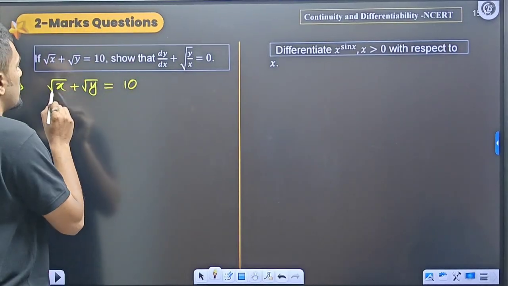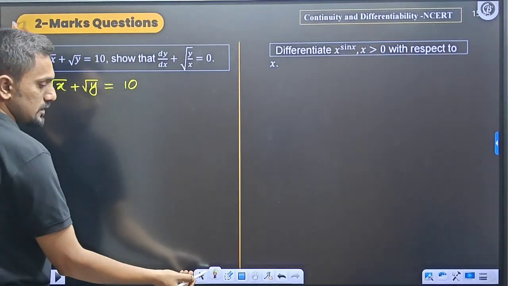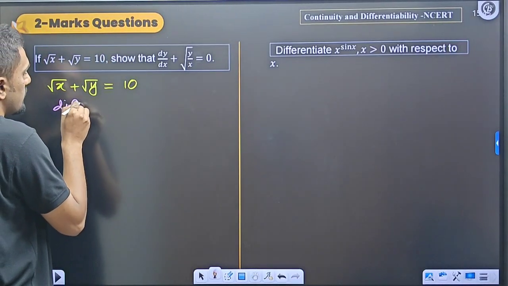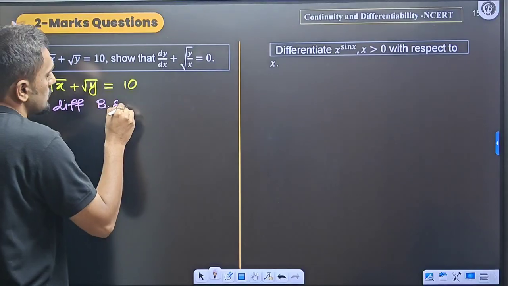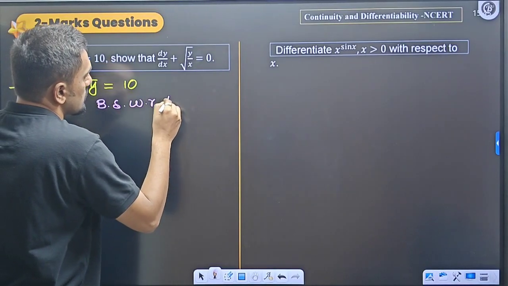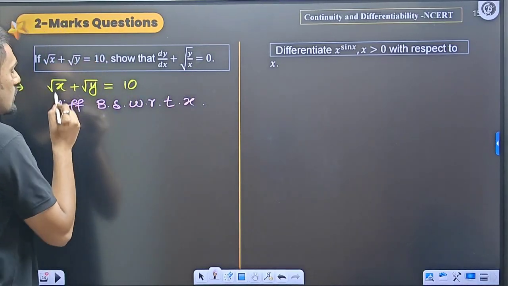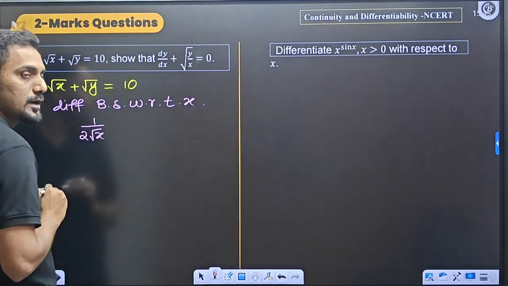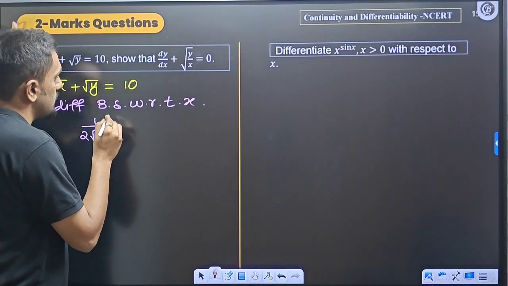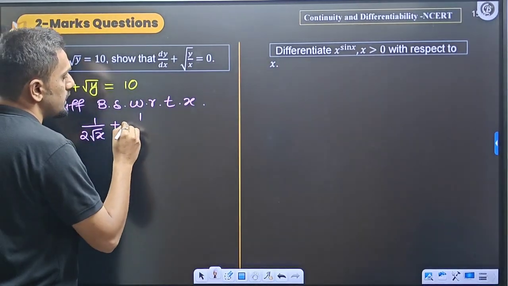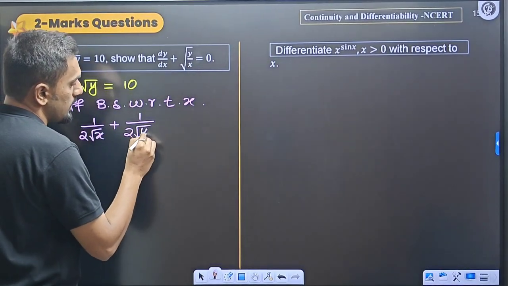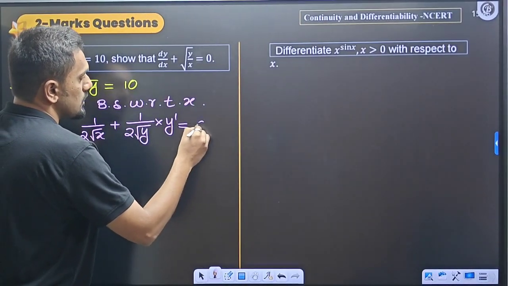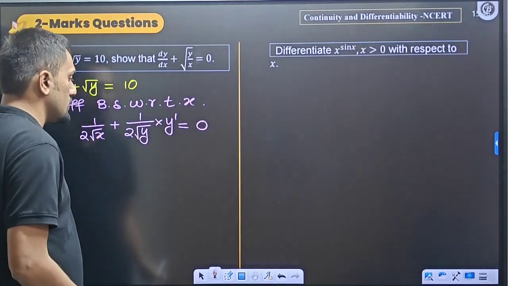Same here, let us differentiate in the same way. Let me differentiate this function with respect to x, differentiating both sides with respect to x. What is the derivative of root x, which is a standard derivative? It is given by 1 divided by 2 root x, plus derivative of root y is 1 divided by 2 root y into derivative of y is y dash. Derivative of 10 is a constant, the derivative of constant is 0.